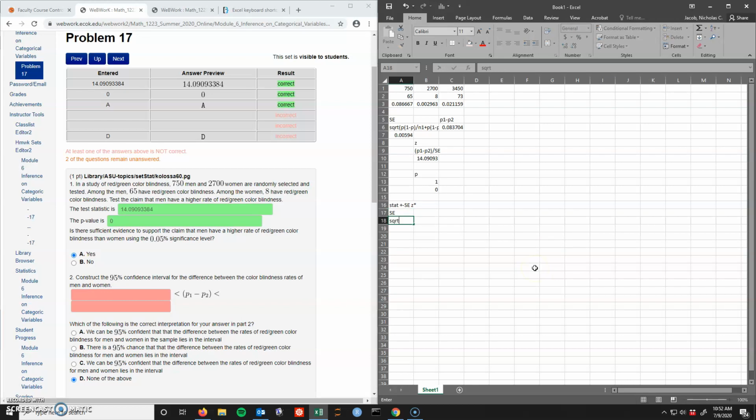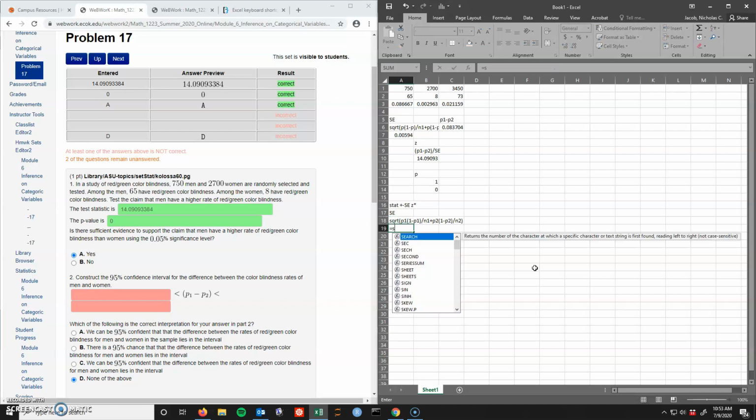This SE is going to be the square root of exactly like I did above, except now I'm going to use P1 times 1 minus P1 divided by N1, plus P2. I'm not going to use the pooled proportion because I know there is a difference. It looks almost the same as the formula if I drop the 1s and the 2s off the P. But I don't want to use the pooled proportion because I know that the things are different.